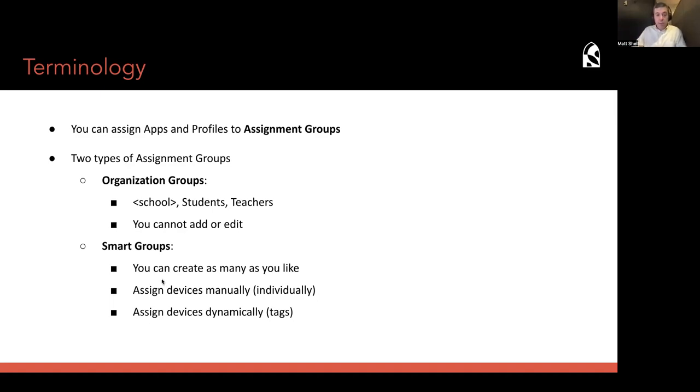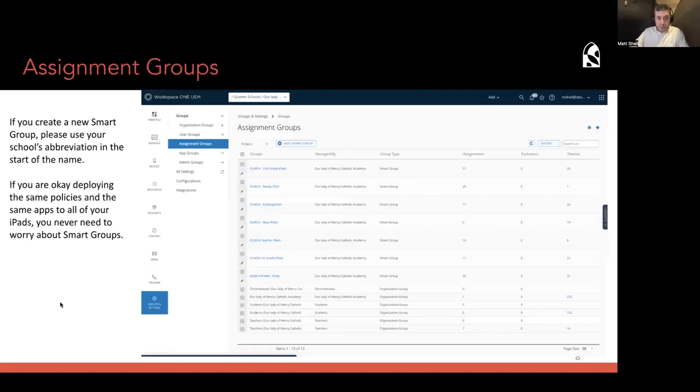But if you want to be more granular, like you want to have certain apps deployed to certain grades, then smart groups is the way to do that. You can create as many smart groups as you like. You can assign devices manually, like clicking on one each individually, or dynamically, and using tags would be the way most people do that. Although I think there's only 1 or 2 schools that have ever actually used that feature of assigning tags and then dynamically assigning to smart groups. But this is what it looks like.